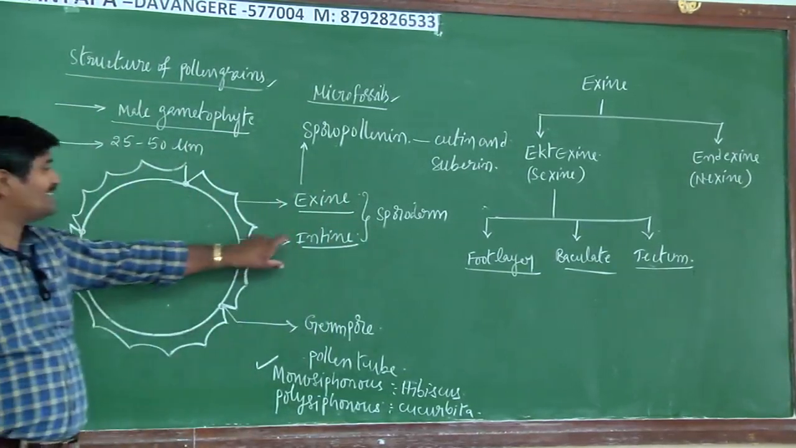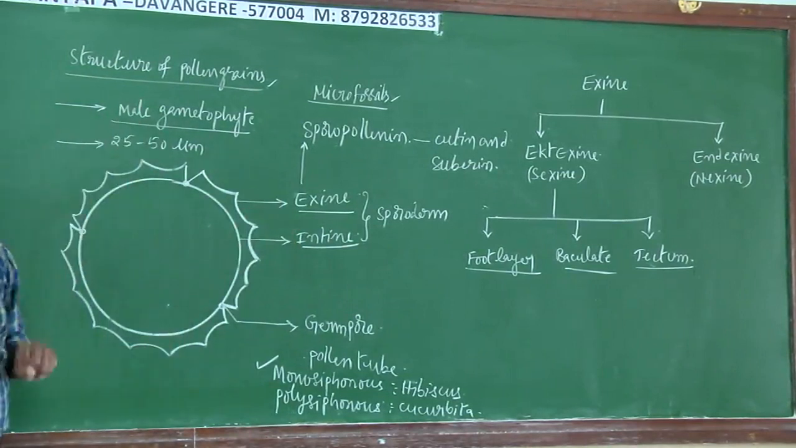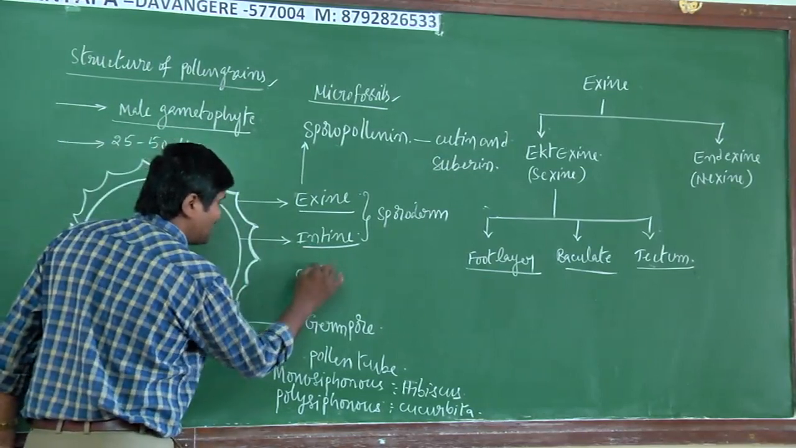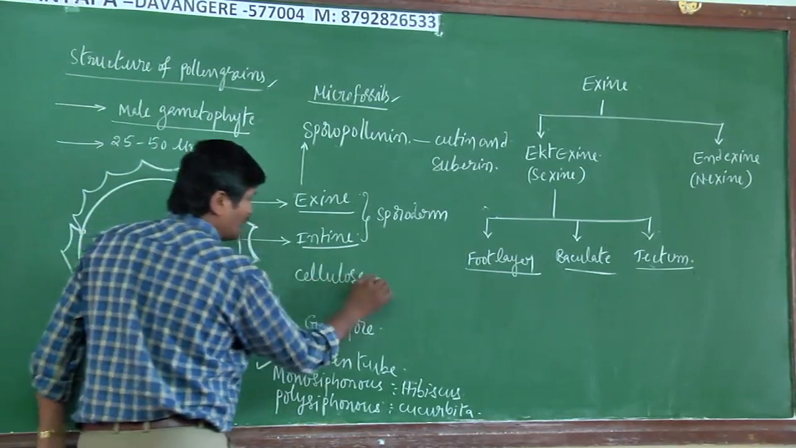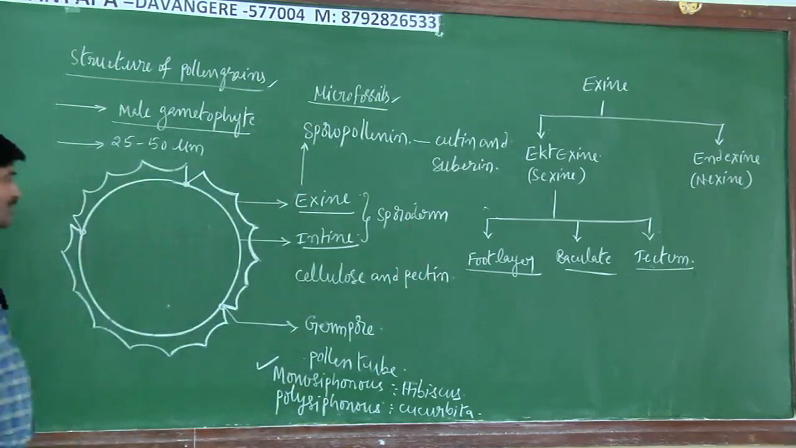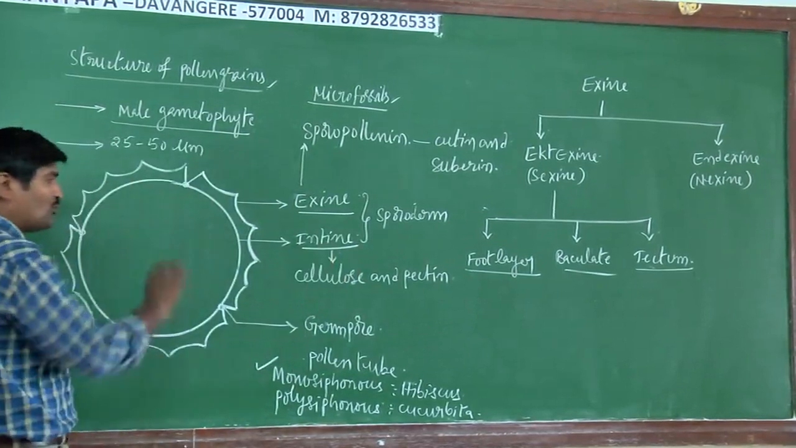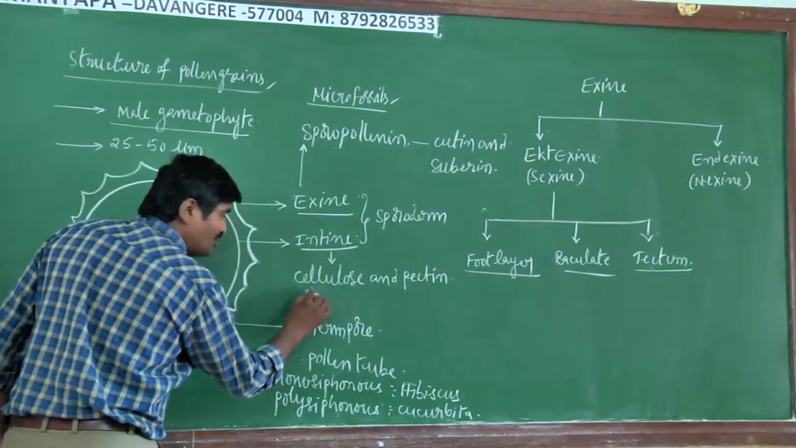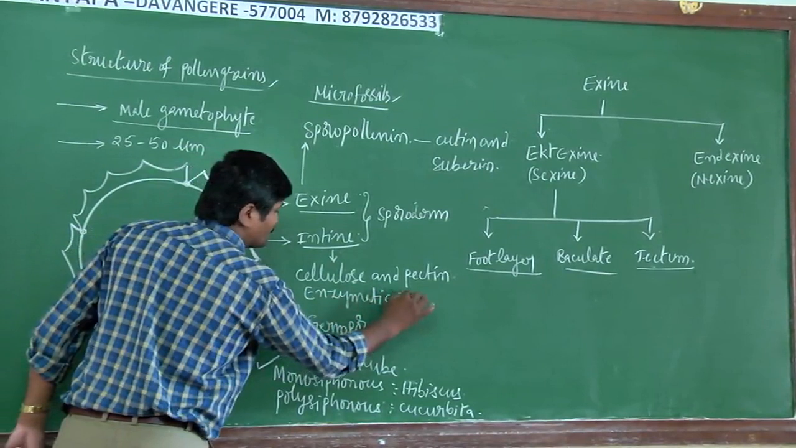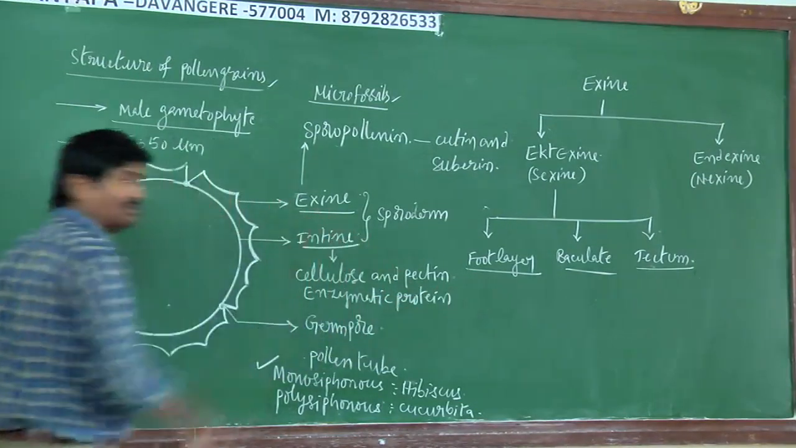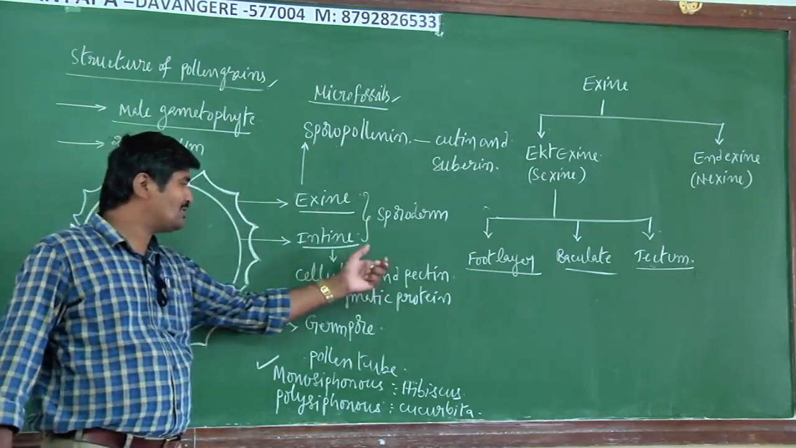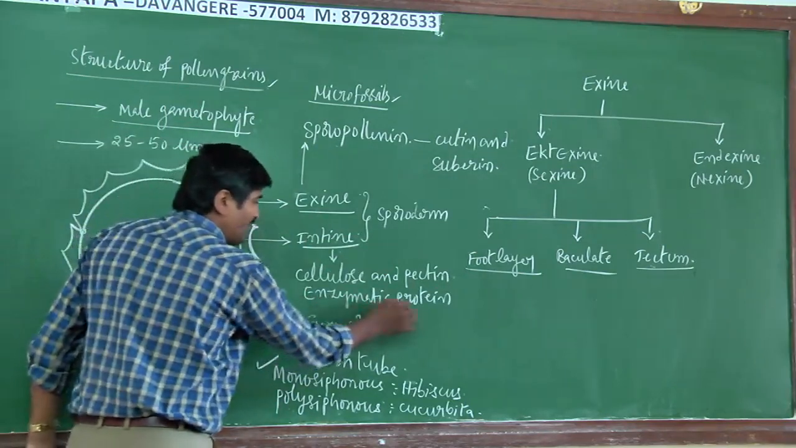intine. The intine is the inner wall of the pollen grain. So this intine is made up of cellulose and pectin. And one more important point, the intine also contains enzymatic protein. These two points are important for the intine. The intine is the inner wall of the pollen grain. It is made up of cellulose and pectin. It also contains enzymatic protein.